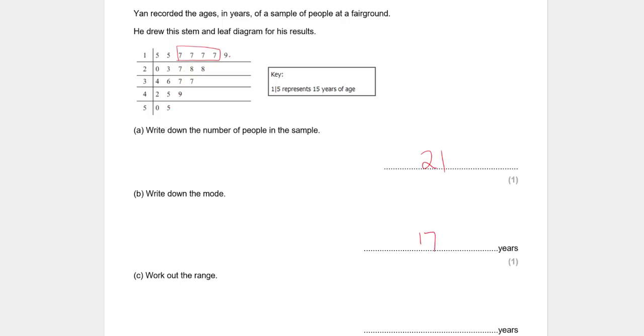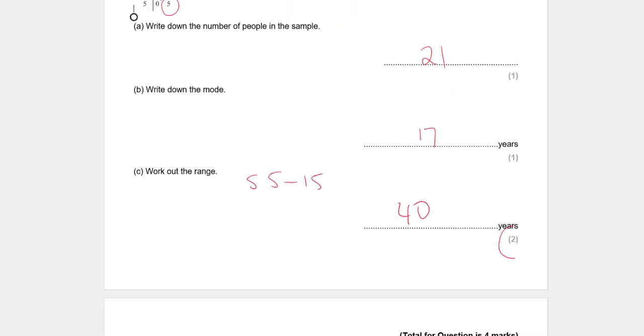17 years. Work out the range. The biggest number is 55. Take away 15. So 55 take away 15, and that gives us an answer of 40 years. The range is 40 years, and that's worth 2 marks, so please do show the working here.